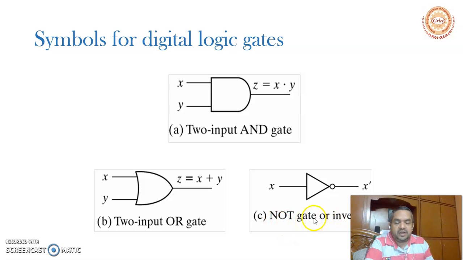Here I want to mention a small point. If there is no bubble here, what is this component? You take it as a small question. If there is no bubble here, what is this component?